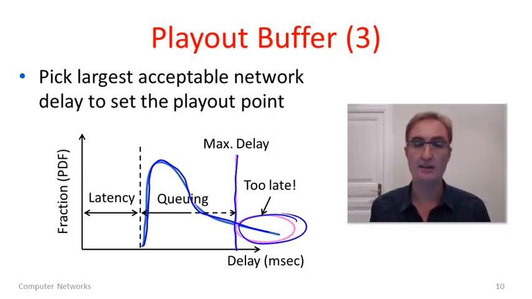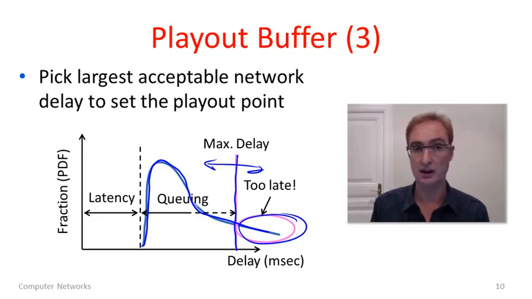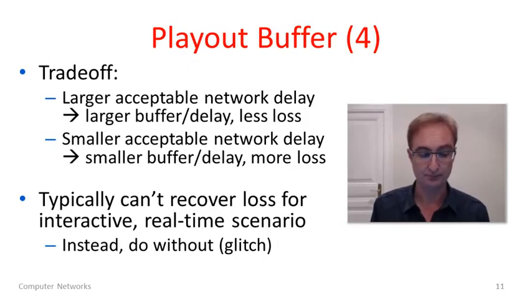Some things will have a larger network delay, or there might even be lost packets. I guess they're equivalent to having a very large network delay over here of infinity. Some number of packets will be in this tail of the PDF. For those packets, it'll be too late to be used in the playout buffer. So we are making a bit of a trade-off by setting this point. We're picking the largest acceptable network delay to pick this playout point.